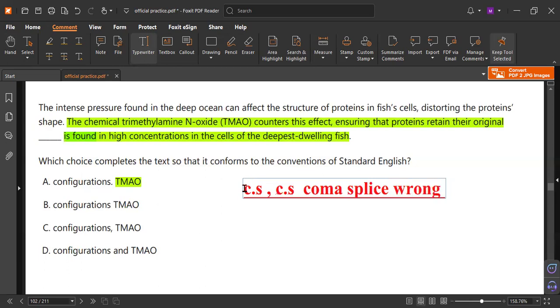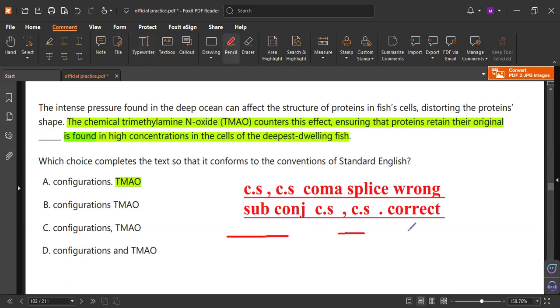Catch it? Again, subordinating conjunction, complete sentence, comma, complete sentence, full stop, that is correct. Look, the difference between them is that you have a subordinating conjunction. You can use a comma, but if we have a subordinating conjunction at the beginning, but there is no comma, that means it's wrong.